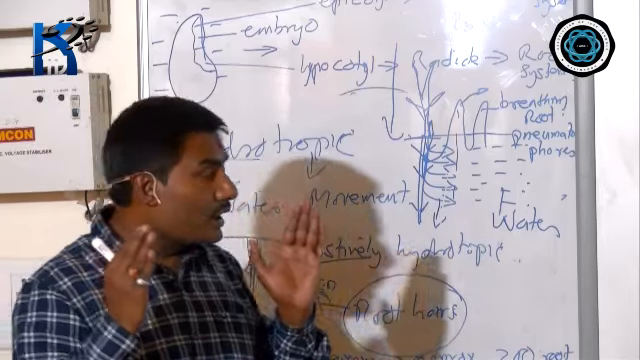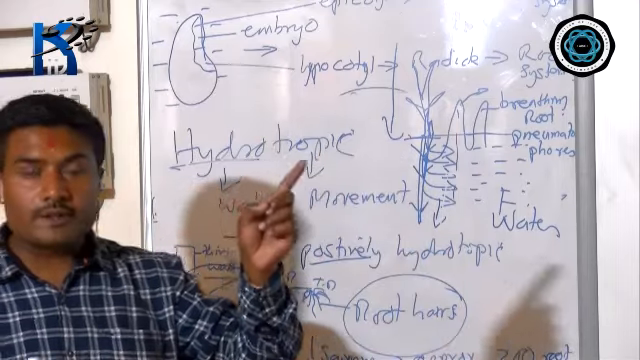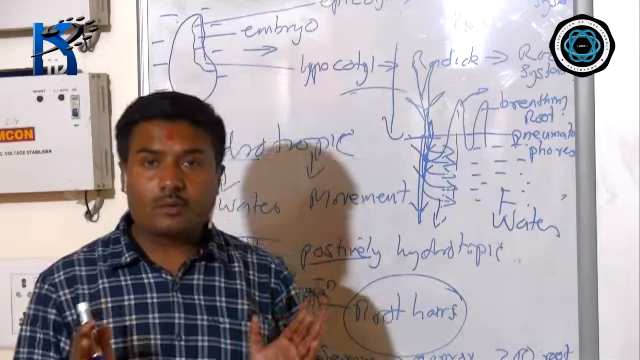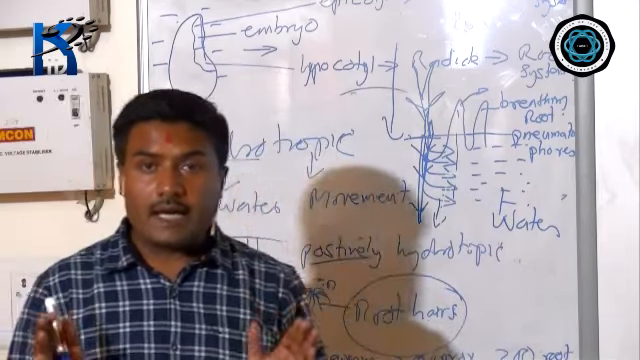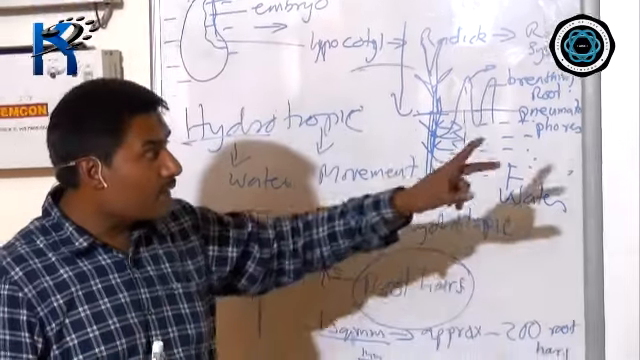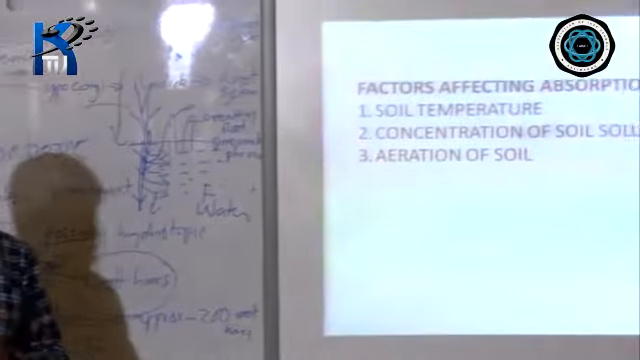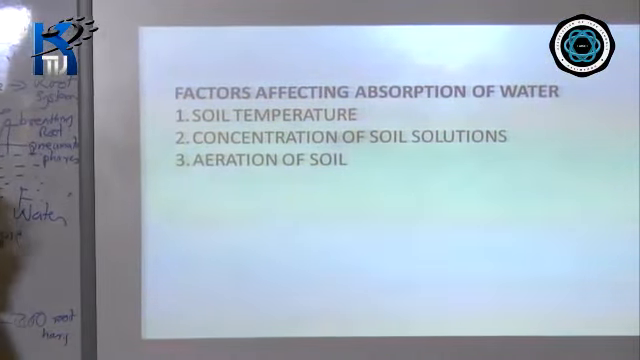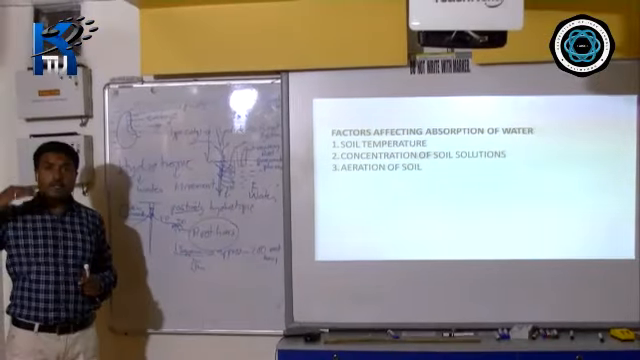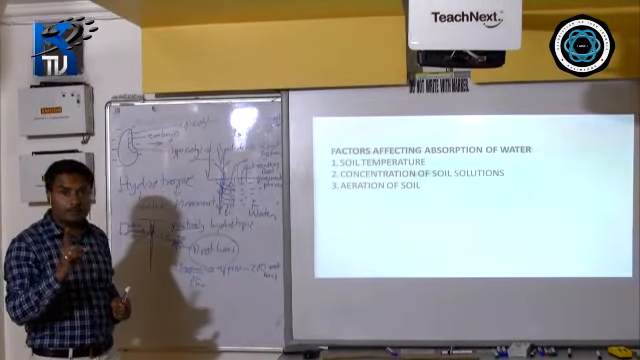It is due to this ideal temperature that the places which have a soil temperature of 20 to 30 degree centigrade have very good cereal crops and very good agricultural land. Most agricultural states and countries have a soil temperature of 20 to 30 degree centigrade. You will not find much agricultural land in places where the soil temperature is very low or very high. The soil temperature plays a very important role in the absorption of water.